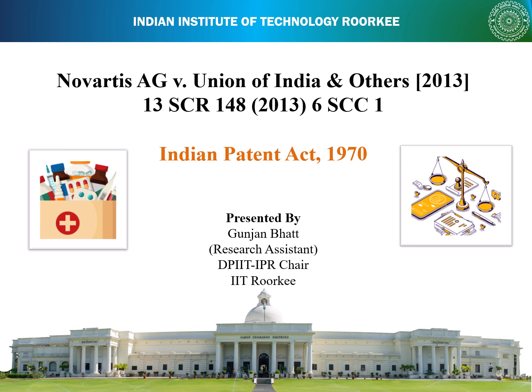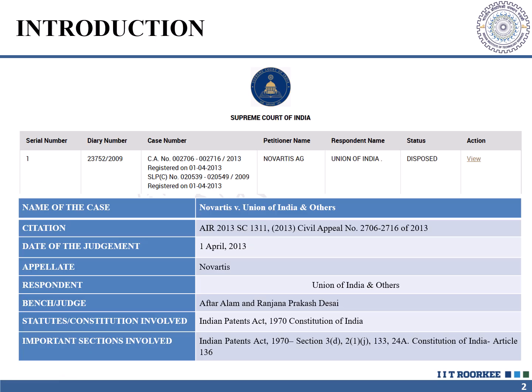Today we will understand a major turning point in India's patent law history with the case of Novartis AG versus Union of India and others, 2013, which was decided by the Honorable Supreme Court on 1st April 2013. The slide is showing all the details of the case, with citation, date of judgment, and the judges' bench, as well as the important sections involved in this, like the Indian Patent Act 1970, Sections 3D, 21J, 133, 24A, and Article 136 of the Constitution of India.